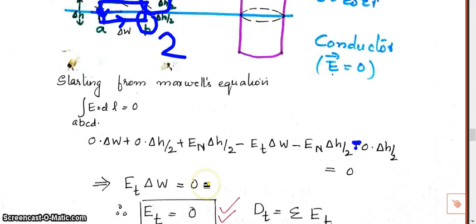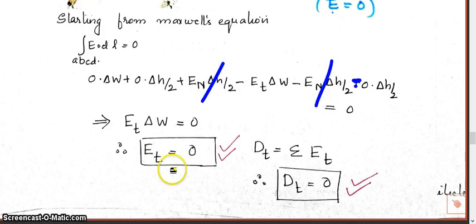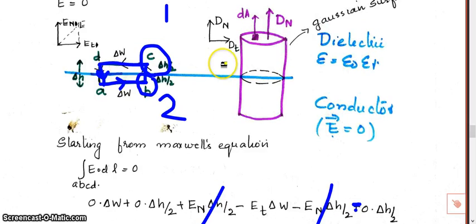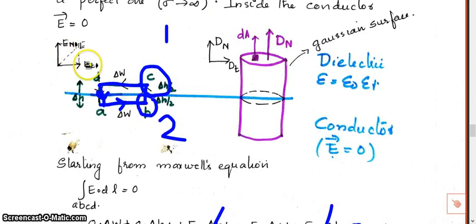Okay. So finally we will get Et del w is equal to 0, because these terms are 0 and the En terms get cancelled. From that Et is equal to 0, and we know Dt is equal to epsilon Et, therefore Dt will also be equal to 0, where Dt is the tangential component of electric flux density across the first medium, and Et is the tangential component of electric field across the first medium. Okay.